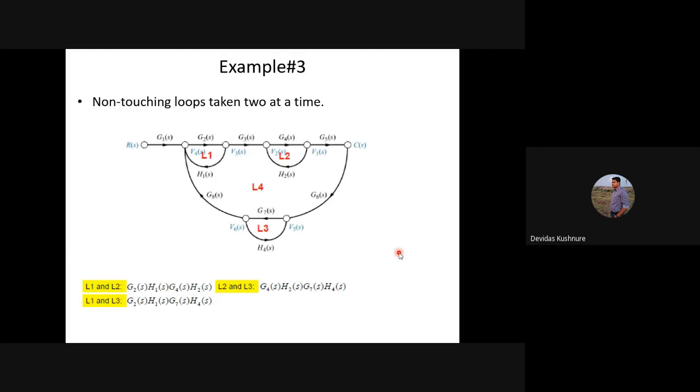Now 2 non-touching loops. You can see L1 and L2 are non-touching to each other. L1 and L3 are non-touching with each other. L2 and L3 are also non-touching with each other. So we have 2 non-touching loops. Now we have to check whether we have 3 non-touching loops. You can see this is loop 1, loop 2, and loop 3.